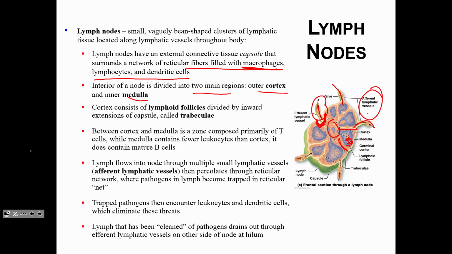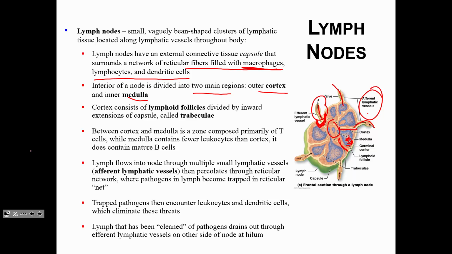The lymph, which is the fluid, comes into the node. It percolates through the node where it's effectively trapped. The pathogens are trapped. And then the clean lymph is going to drain out while the pathogens are going to stay in that lymph node while the lymph node takes care of them. Okay, and is basically going to eliminate those. So that is how the lymph nodes work.